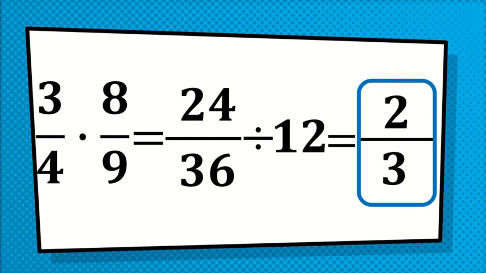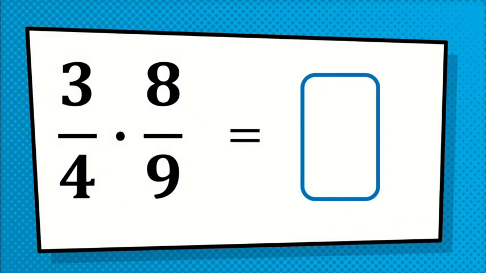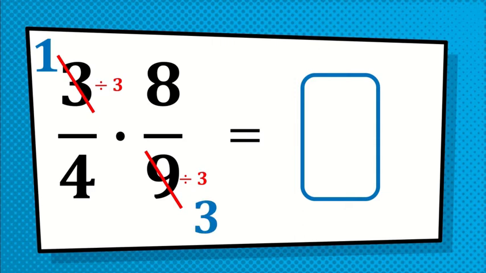Or, you can use the cancellation if the numerator and the denominator have something in common. Same pa rin ng magiging answer na meron tayo. Example, 3 and 9, they have common factor. And that is 3. So we will divide 3 and 9 by 3. So 3 divided by 3 is 1. 9 divided by 3 is 3.